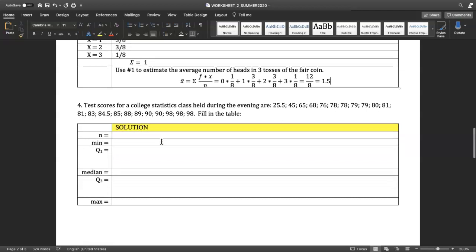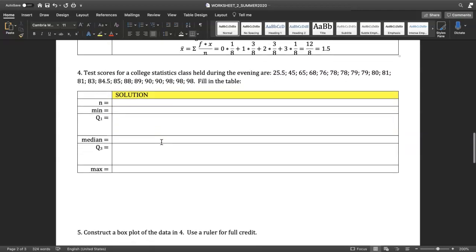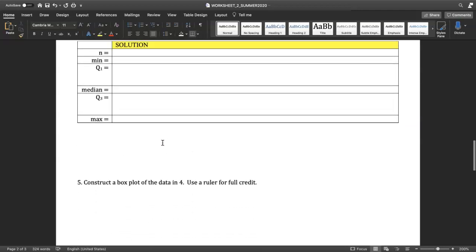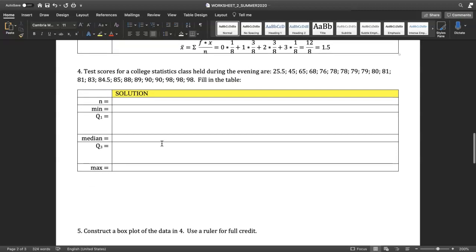All right. Okay, now let's move on to number 4 and calculate the 5-number summary here. The 5 numbers are the min, the first quartile, the median, the third quartile, and the max. N is the sample size.